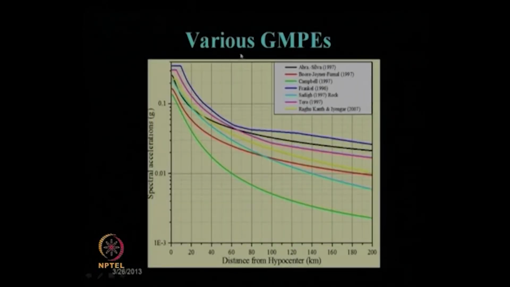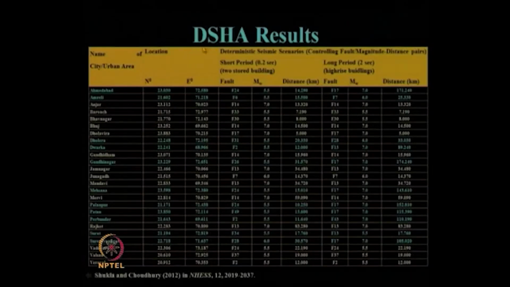Then various ground motion prediction equations, a total of 7 equations, were used in this study, starting from Abrahamson and Silva 1997, Boore et al. 1997 to the Raghukanth and Iyengar 2007 GMPE, which is for peninsular India. Then the DSHA results were shown in this table.